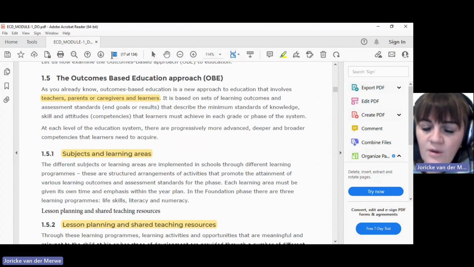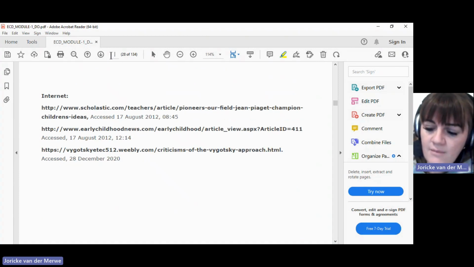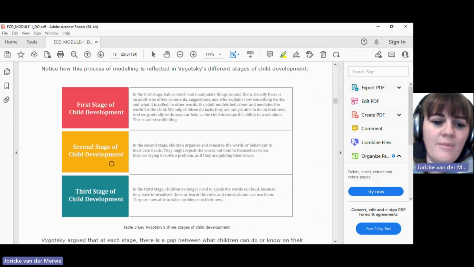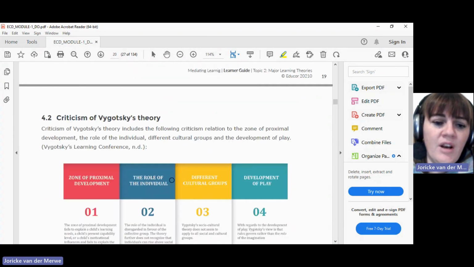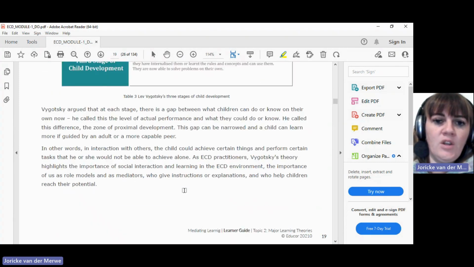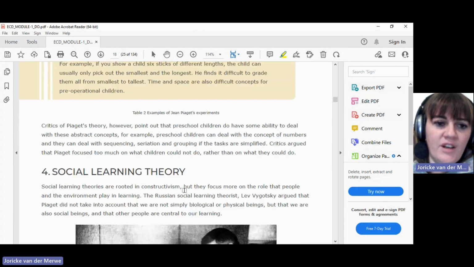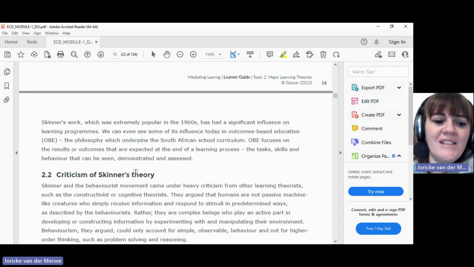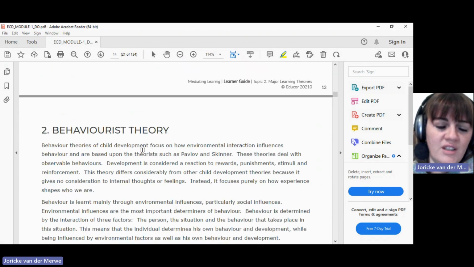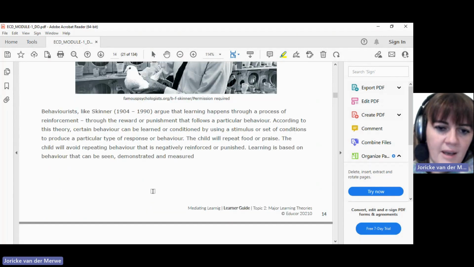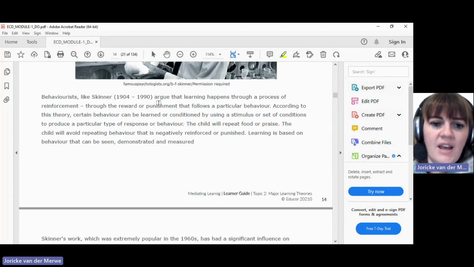If we move on to another topic that has been a struggle to some, I'm just going to open this up quickly. This is basically the theory of Piaget and Vygotsky and Bruner. The two things that maybe can confuse you are, on the one hand, your behaviorist theory, and on the other, what we obviously know as Vygotsky and Piaget. Specifically on page 13, you will see they speak about Skinner, and later on they talk about how he argued that learning happens through a process of reinforcement.